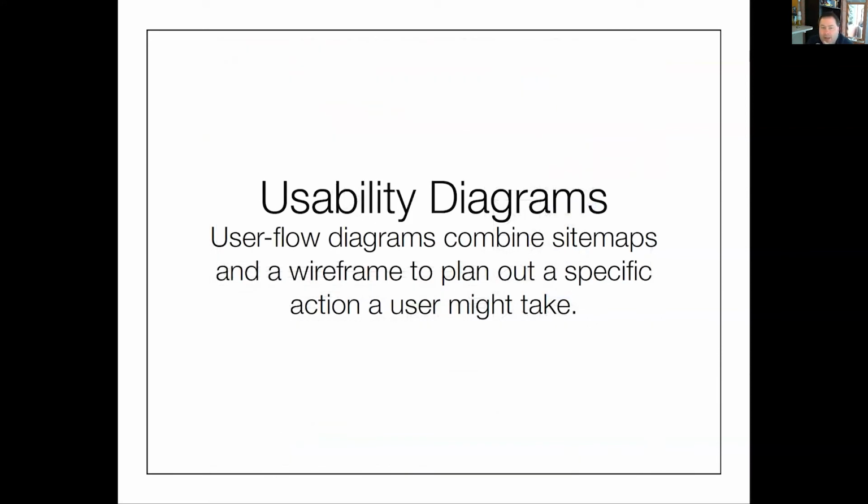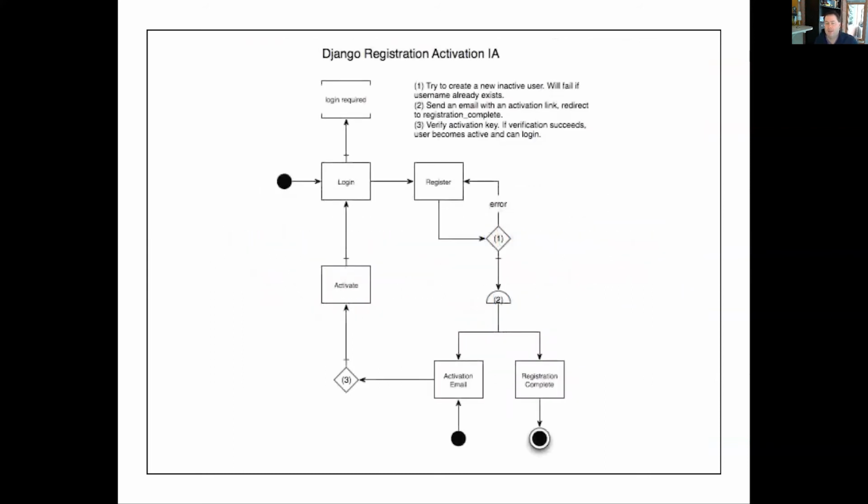Then there are usability diagrams, which are user flow diagrams that combine site maps and a wireframe to plan out a specific action a user might take. The site map dealt with how the actual site was structured. The usability diagrams deal with how a user interacts with it. How is it specifically supposed to happen in usability?